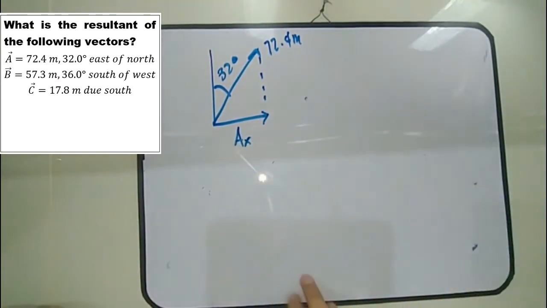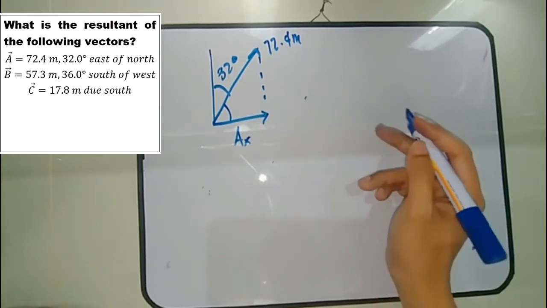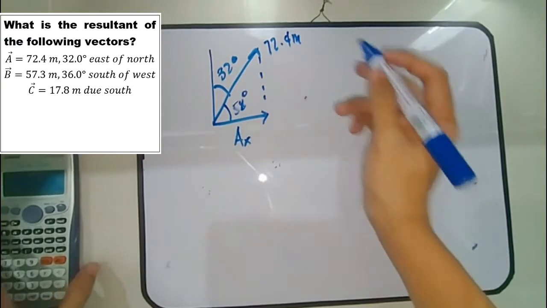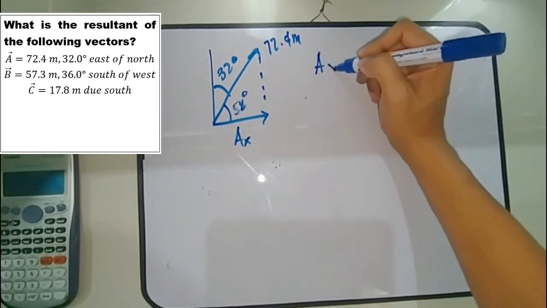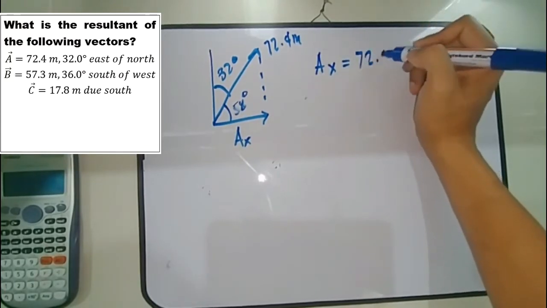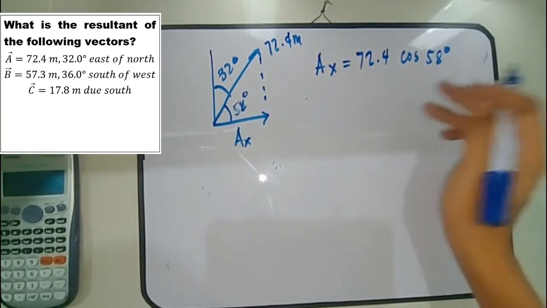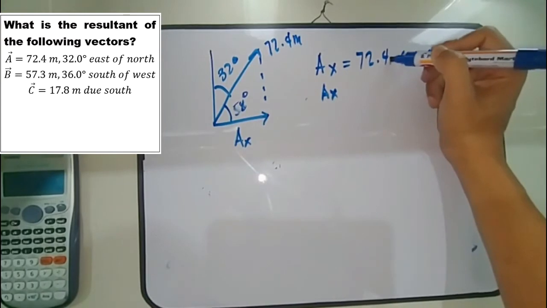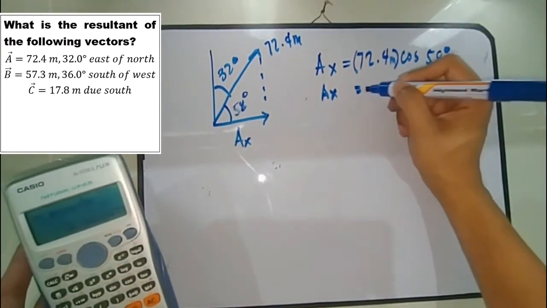So A sub x. So by trigonometry, pwede natin gamitin. So ito, let's say this is 90 minus 32. So this is a right angle. So this is 58 degrees. So basically guys, A sub x is 72.4 cosine 58 degrees. So you just use your trigonometry here. So A sub x, so this is meters. So this is 38.37.